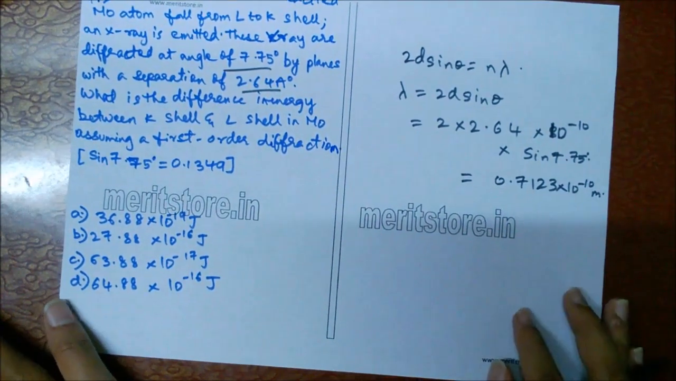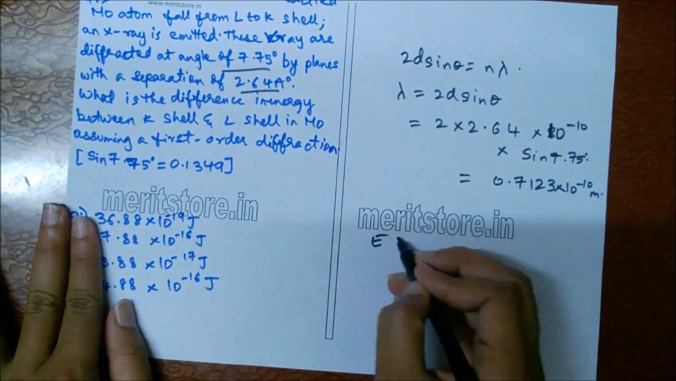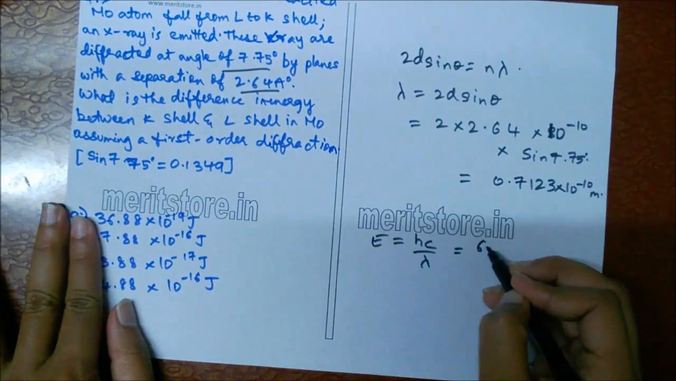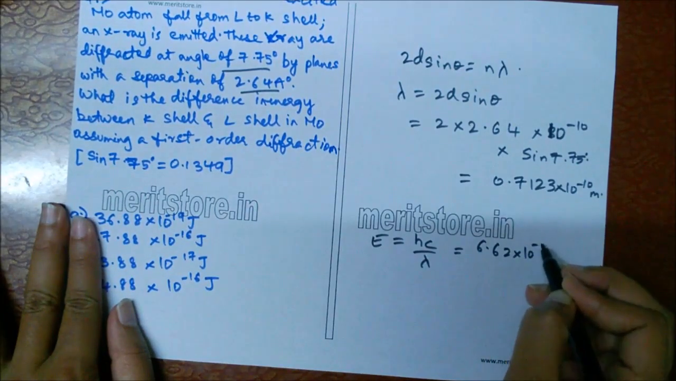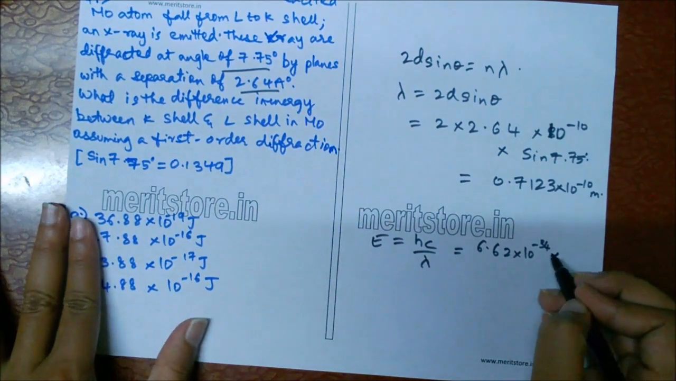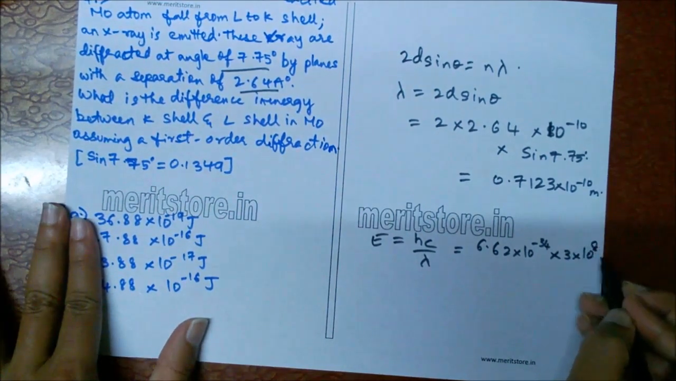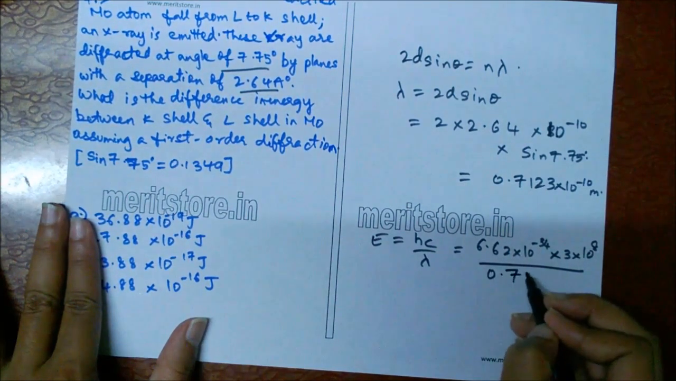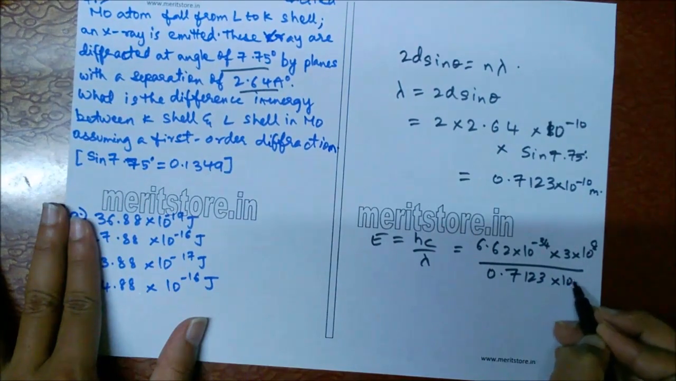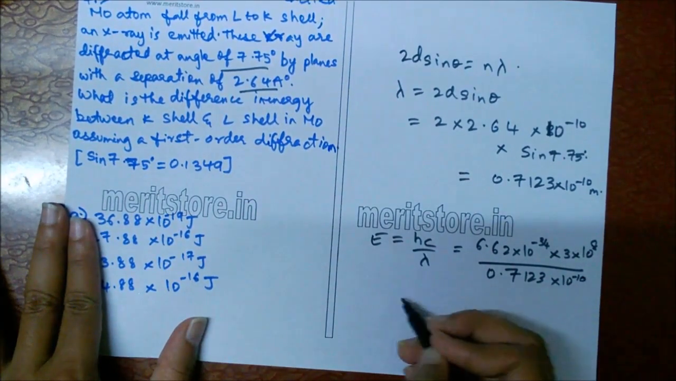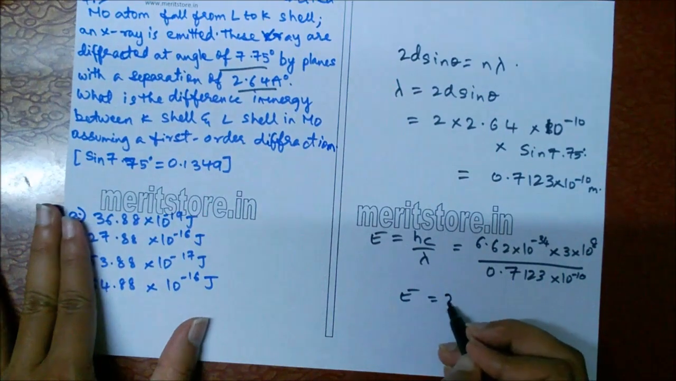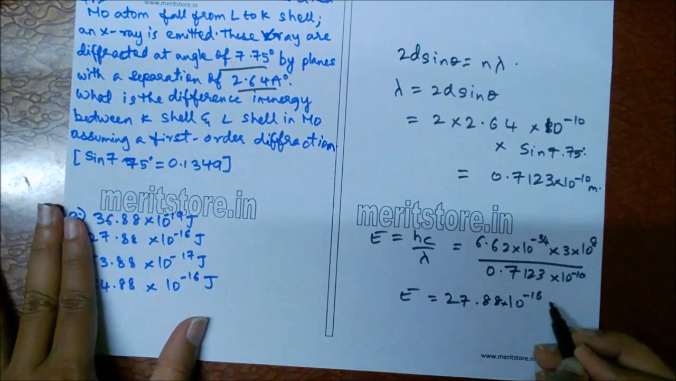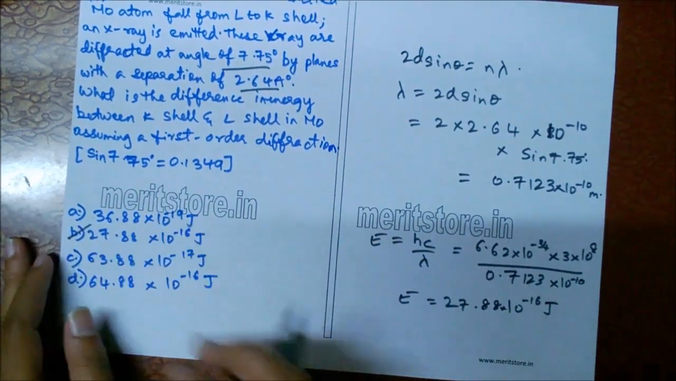So we have to find energy. Energy E is equal to hc upon lambda. h is 6.62 into 10 raised to minus 34, Planck's constant. Speed of light is 3 into 10 raised to 8, which is also a constant value, divided by lambda, which we just found as 0.7123 into 10 raised to minus 10. On solving, we get energy as 27.88 into 10 raised to minus 16 joules. So option B is the correct answer.